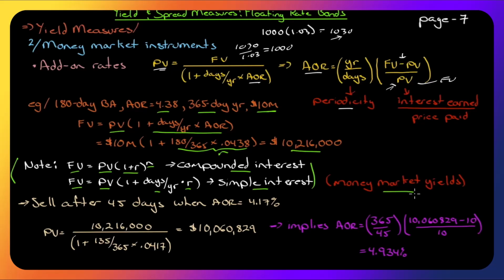Okay, let's get back to our example here now that I've pointed out those little two things. Let's say that after we buy this, 45 days later we want to sell when the add-on rate is 4.17%. What would we sell it for? Well, we need a present value. We've got to solve for present value, which is what this thing is up here, right?